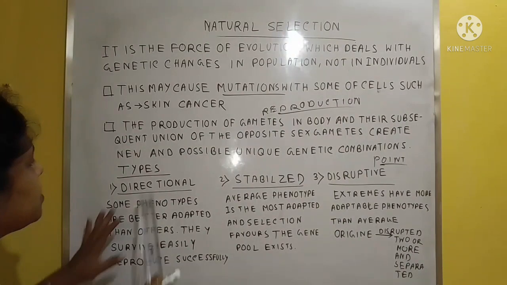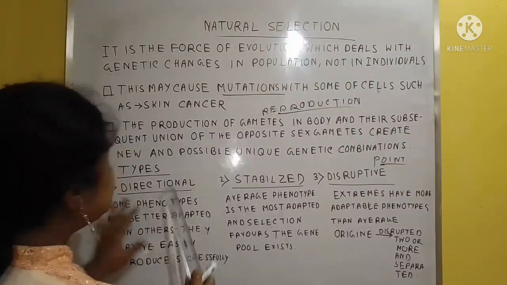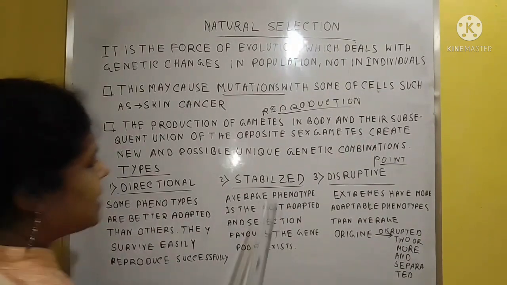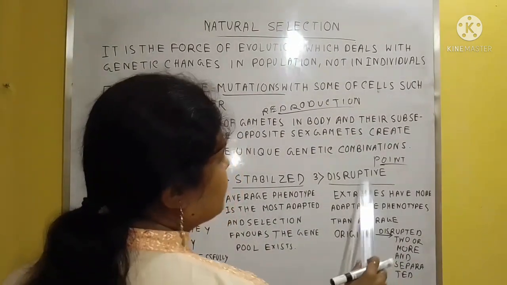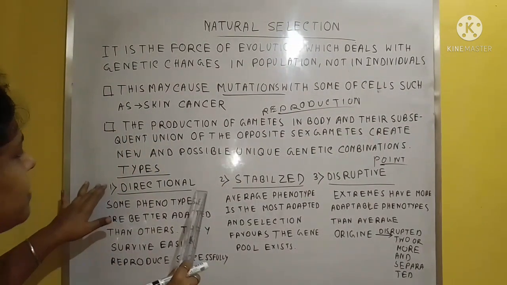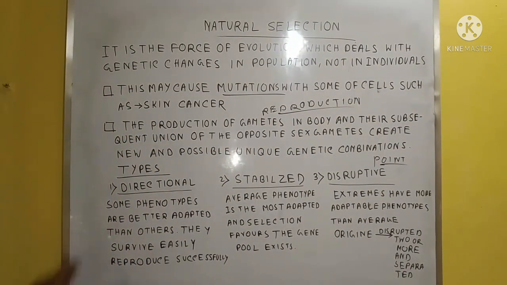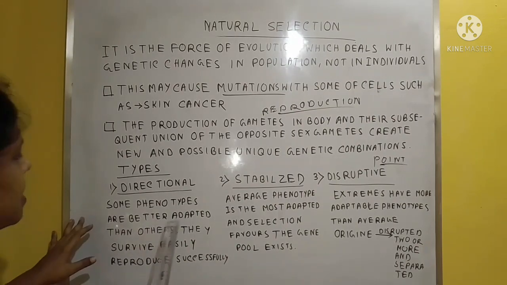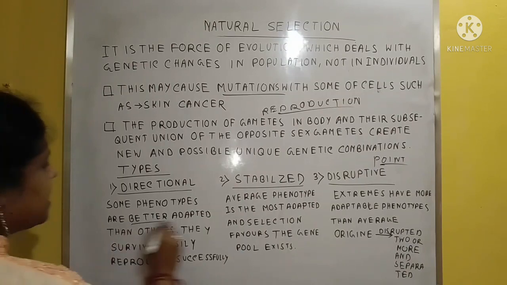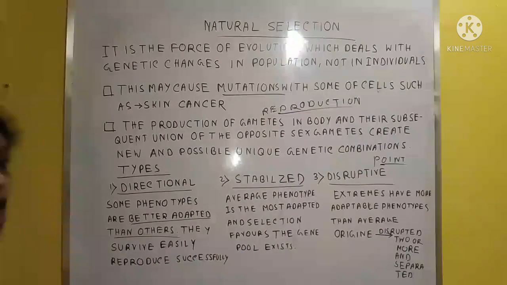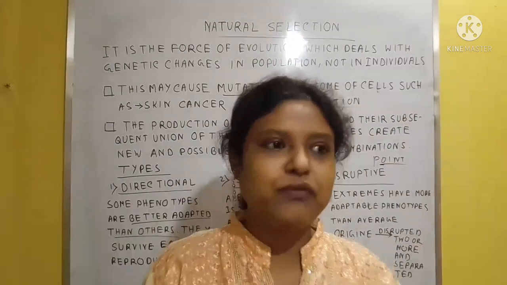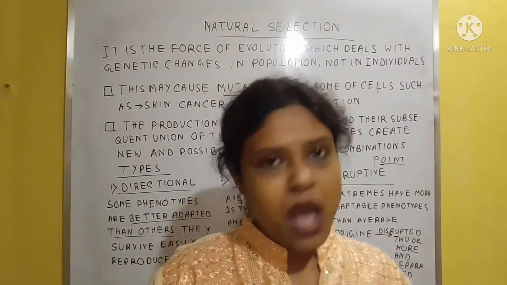We can say there are three types of natural selection. One is directional selection, another is stabilizing selection, and the last one is disruptive selection. In the case of directional selection, some phenotypes are better adapted than others. So we think of just one species, a group of individuals that form a species.